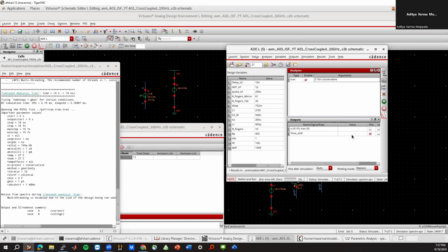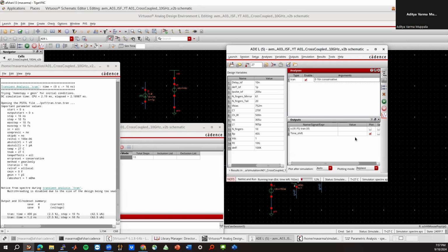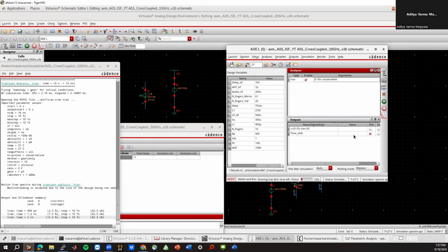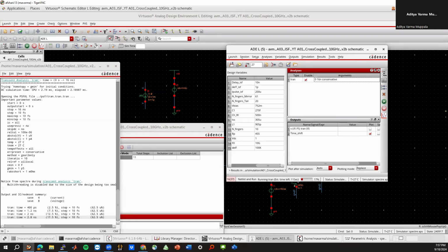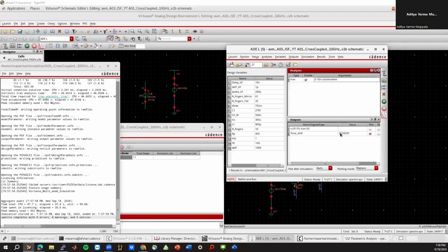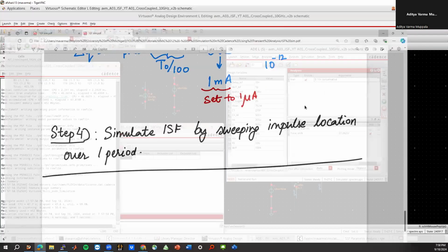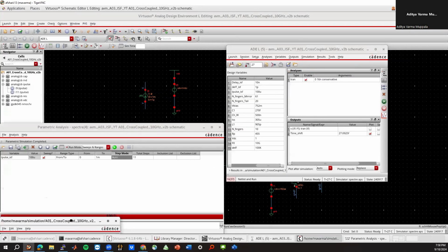So this should become 20 times that, right? So 1.36 times 20 should be around 27.2 or so. So let's see what we get. Okay, as expected, we get 27.1 or so. So I guess 200 micro is a good number. If you want to be conservative, maybe, okay, we can go to 100 micro. And then now we're ready to basically simulate the ISF, which is the last step, right? We just need to sweep the impulse over one period, and then we'll get the ISF. Okay, so let's do that.